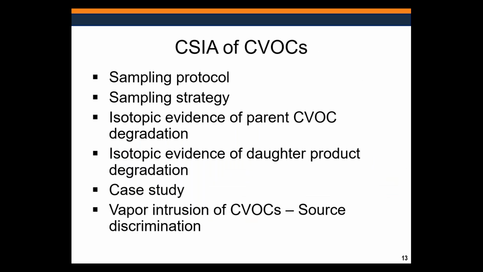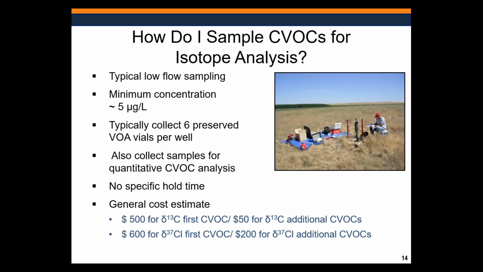Okay, so a little bit about CVOCs, protocol, strategy, talk about isotopic evidence of degradation and daughter product degradation. Then I'll finish up a little bit talking about sources in vapor intrusion and how you can maybe use CSIA to look at basically an indoor air source versus a vapor intrusion source.